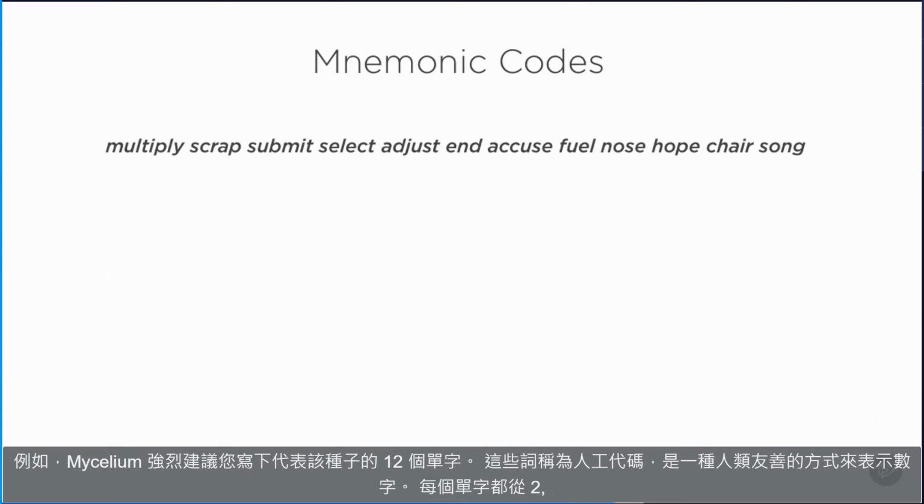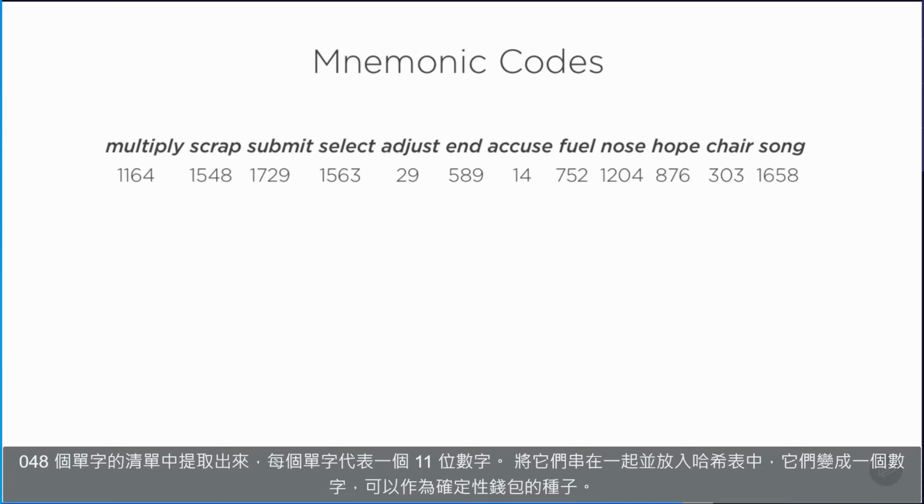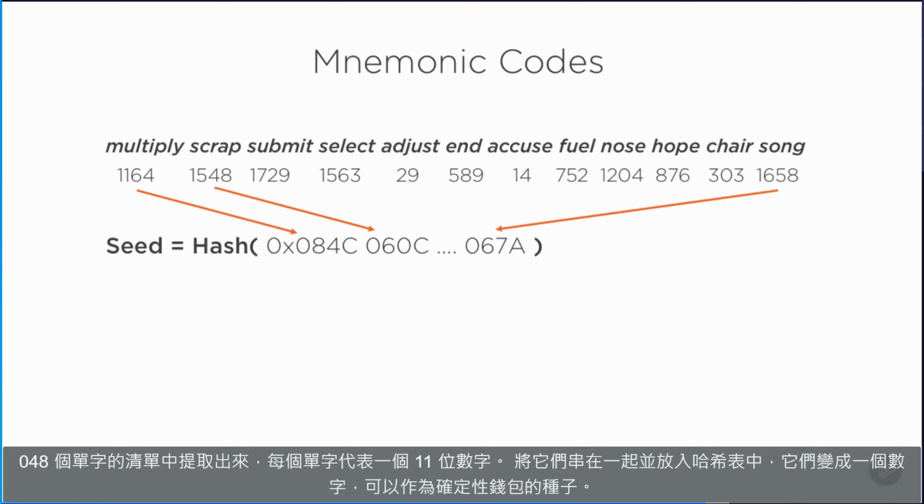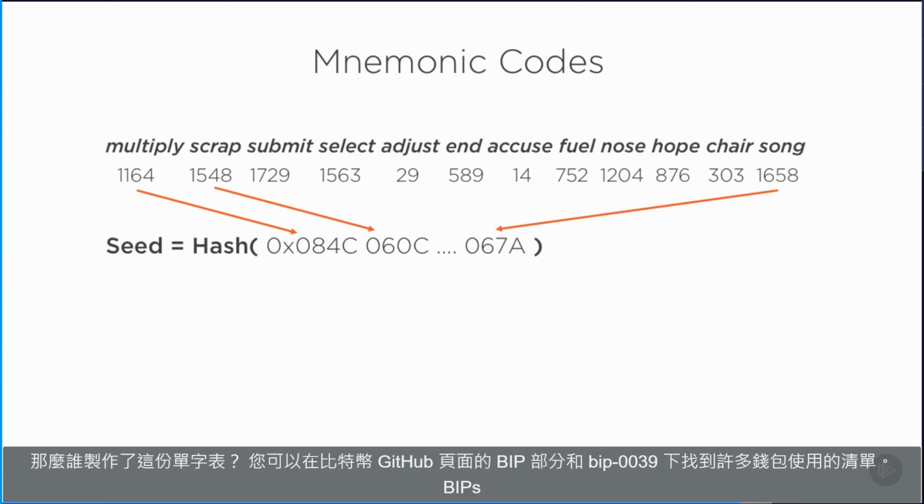Mycelium, for instance, strongly encourages you to write down 12 words that represent that seed. These words are known as a mnemonic code, a human-friendly way to represent a number. Each word is pulled from a list of 2048 words, each of which represents an 11-bit number. Strung together and put into a hash, they become a number that can be the seed for a deterministic wallet. So who makes this list of words?